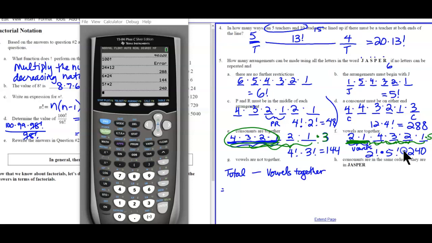So the total number of arrangements was like this, 6 factorial. Vowels together was 2 factorial, 5 factorial. And what was 6 factorial? That's 120 times 6 is 720.